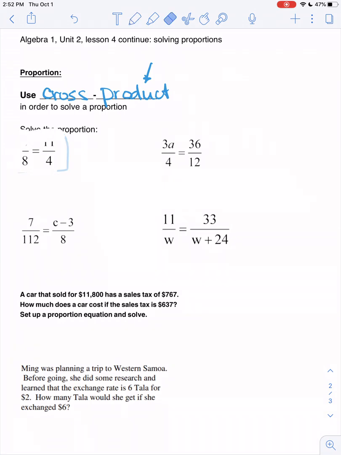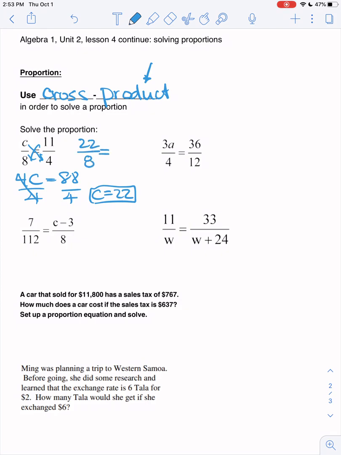So let's go ahead and practice. We're going to multiply c times 4, I get 4c. And we're going to multiply 8 times 11 and get 88. Divide each side by 4 to get rid of that times 4. It looks like our c is going to be 22. And if we wanted to check it, we can put 22 back in for c and make sure these fractions or these ratios are equivalent. So it looks like they just took the 22 over 8, simplified it to 11 over 4, so that one works.